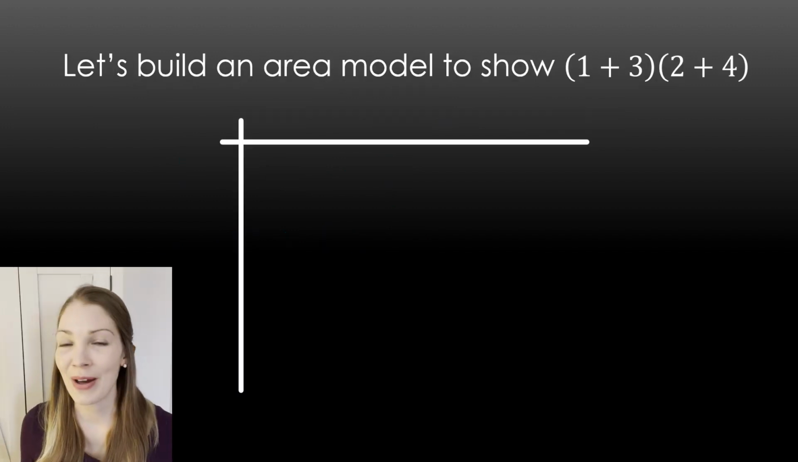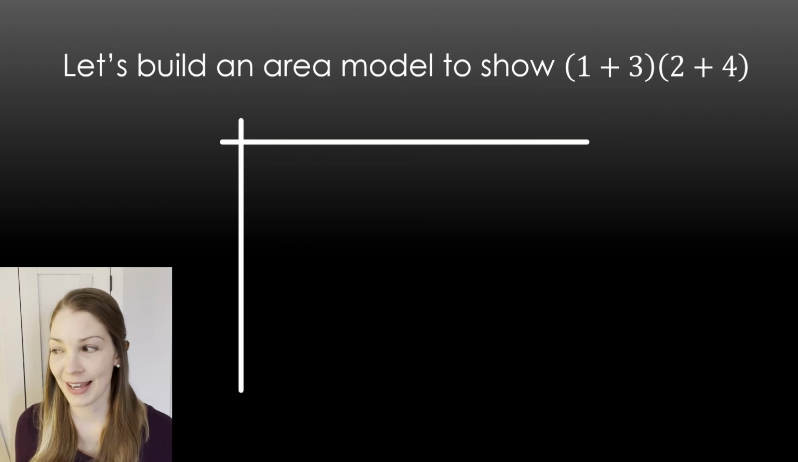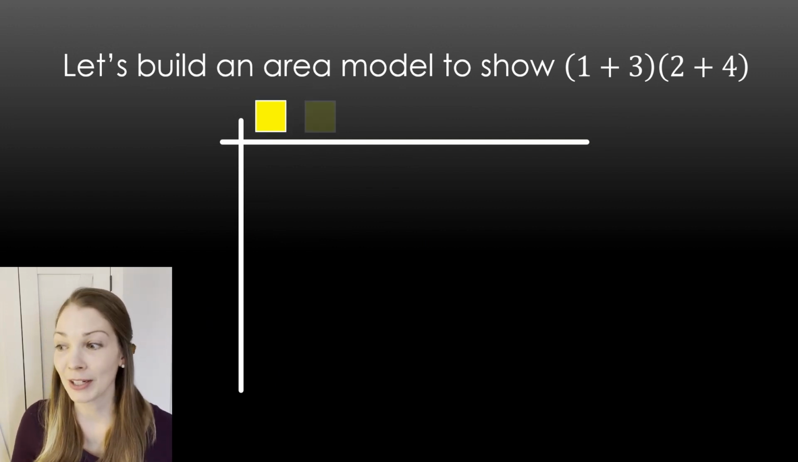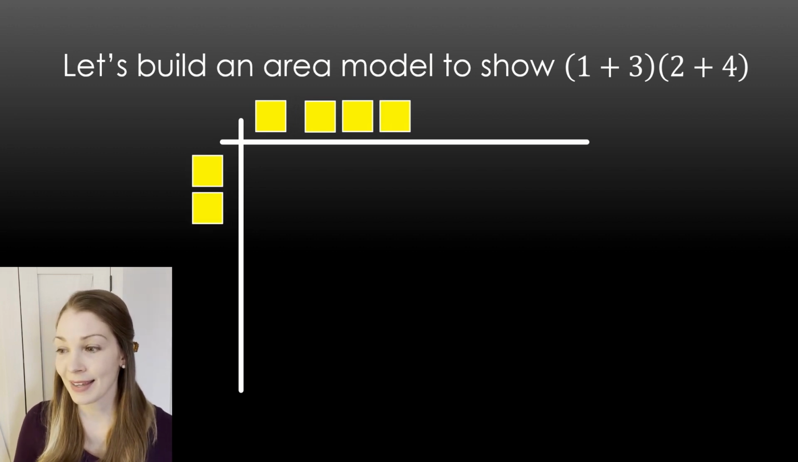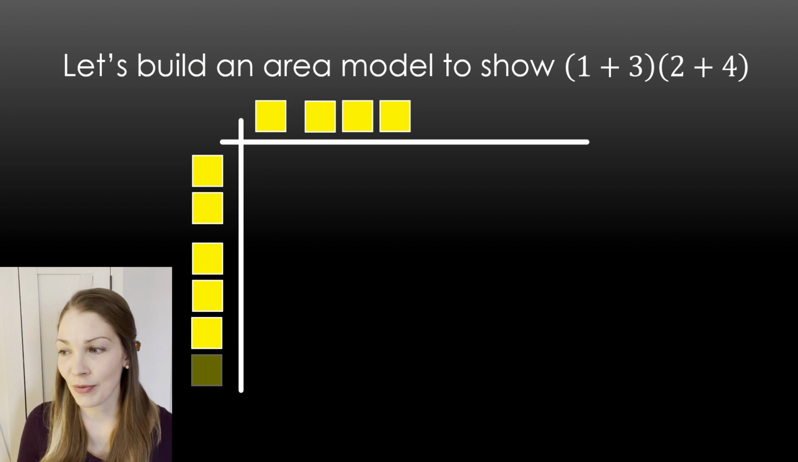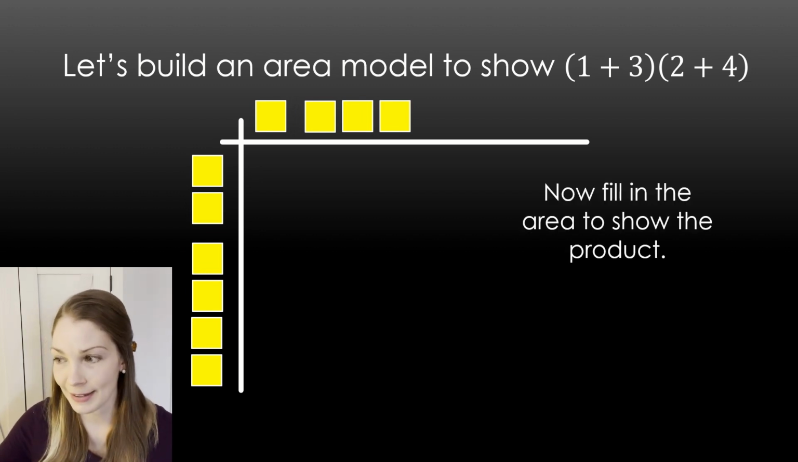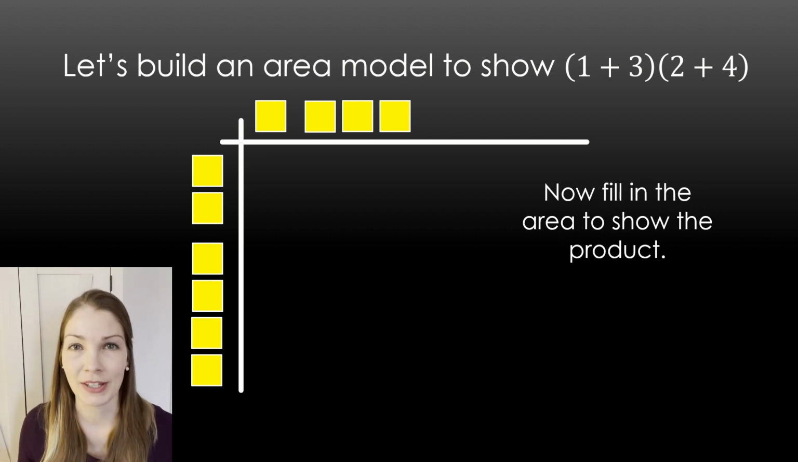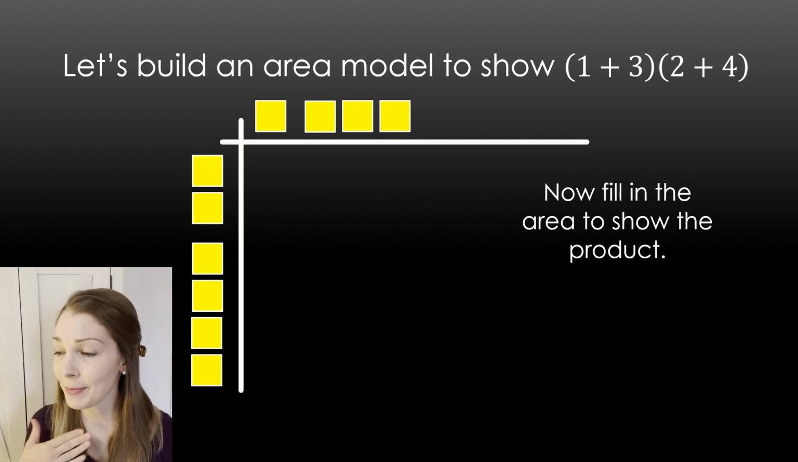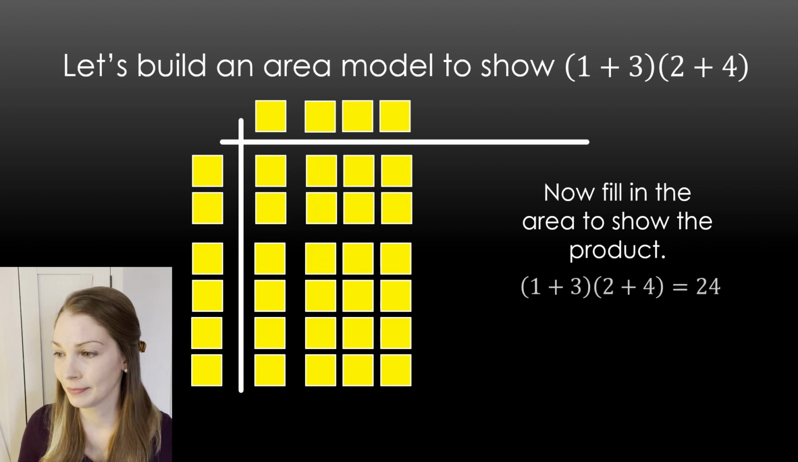Okay, so let's show an area model with tiles. 1 plus 3 is a factor and 2 plus 4. You can build this out or you can watch here how it might look. So on the top here we have our 1 and 3. And then along the side, 2 and 4. So yes, our two factors are 4 and 6, but we're just splitting them up just to see what's going on here. And then we fill in the area to show it.